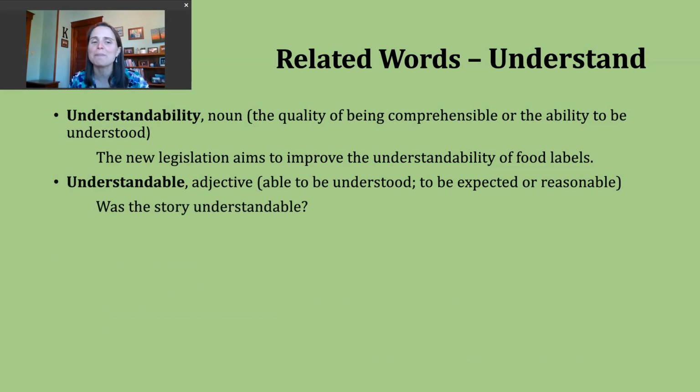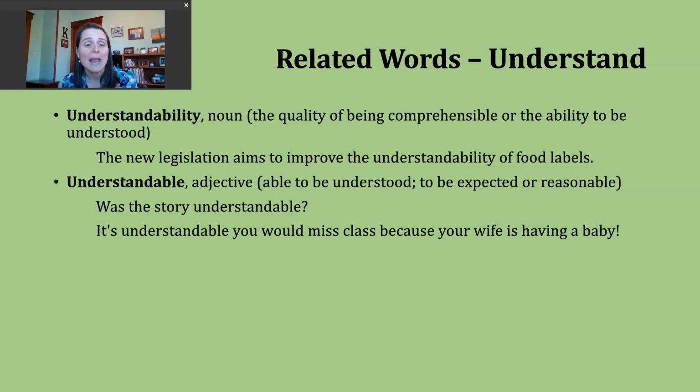Another related word you might encounter is the adjective understandable. This can have a couple different meanings. We could be referring to or describing something that is able to be understood, right? So sometimes teachers might check in as you've read something and say, was the story understandable, right? Could you grasp the meaning, right? But another way to use that adjective understandable is really similar to reasonable. Right? You're describing something that is expected.